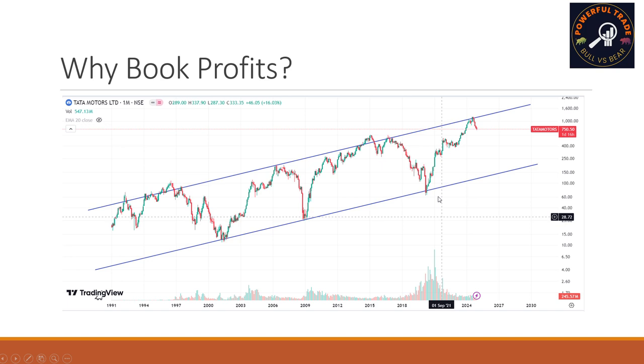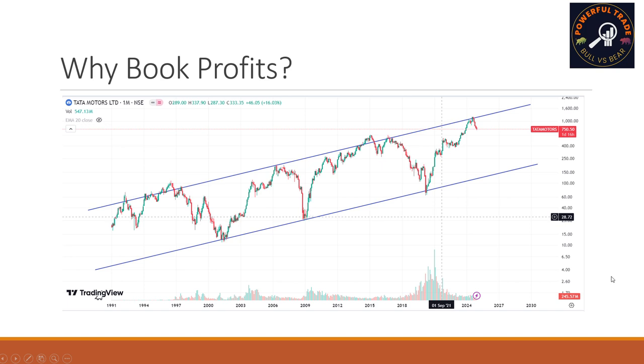So basically, with this kind of stock, if you are not booking the profit, you are not going to win. You might have purchased somewhere around 60, 70 after seeing this up move, but by the end of 2009 you would be on the losing side. So that is the reason profit booking is very important.